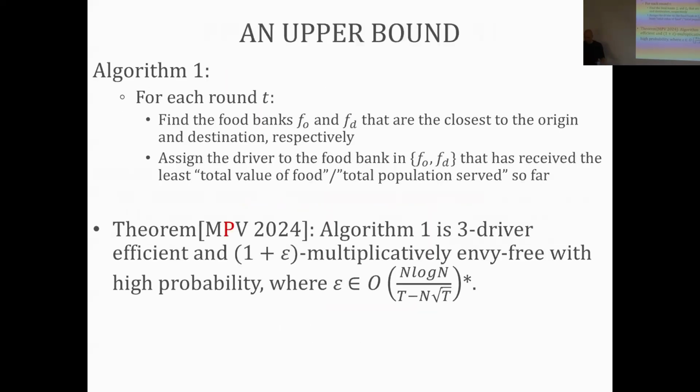And at the same time, we give a tight matching algorithm. So we have a 3-driver efficient and 1 plus epsilon envy-free algorithm, where epsilon is something. But let me tell you the algorithm, and hopefully now you'll see why I decided to present this last part. For every round, I'll find the food banks, FO and FD, that are closest to the origin and destination, respectively. And then I'll match to the food bank that's the unhappiest of the two. Okay? That's my algorithm. What is this?